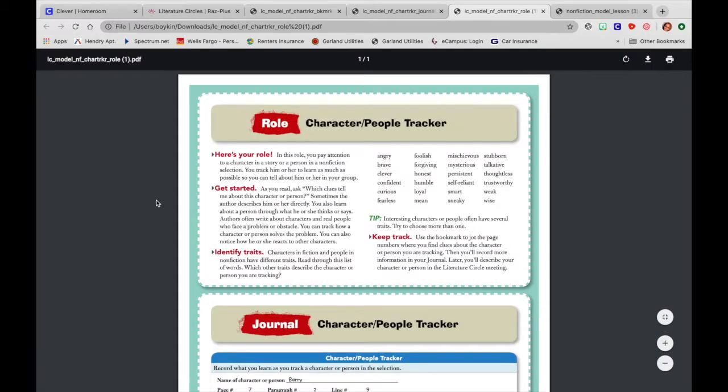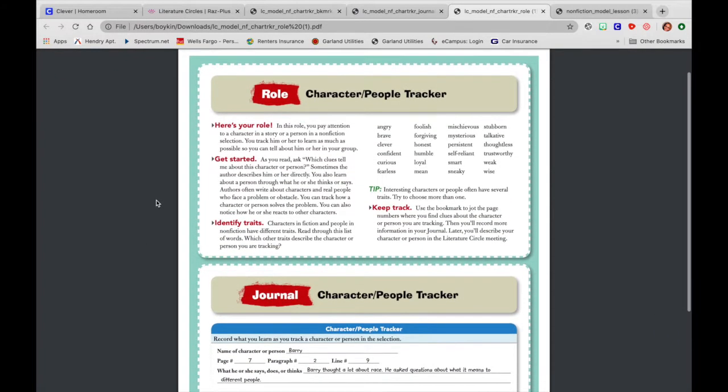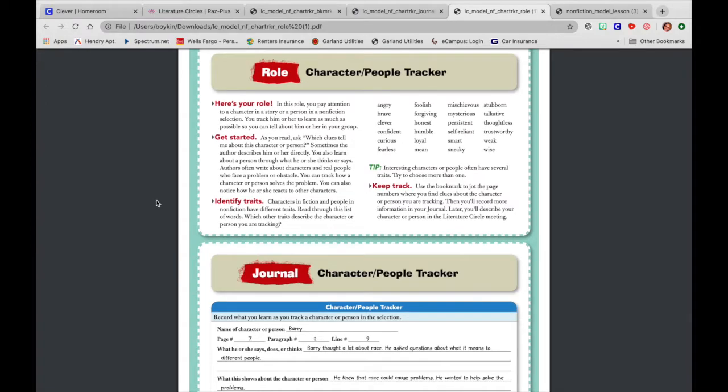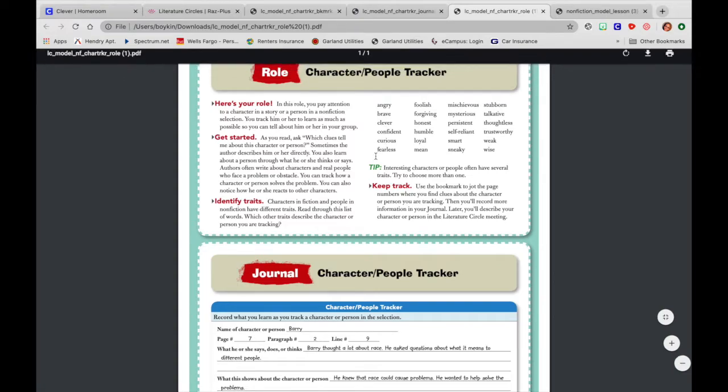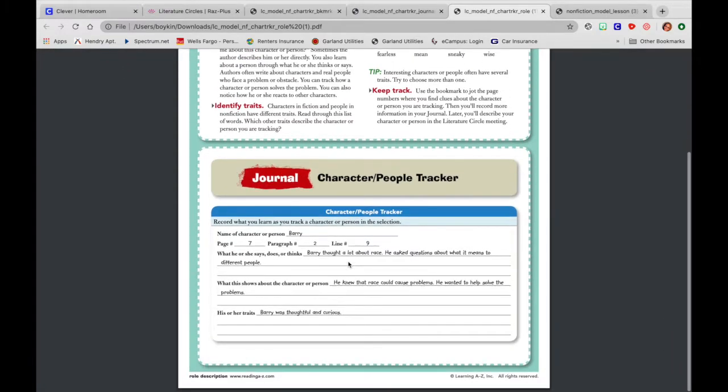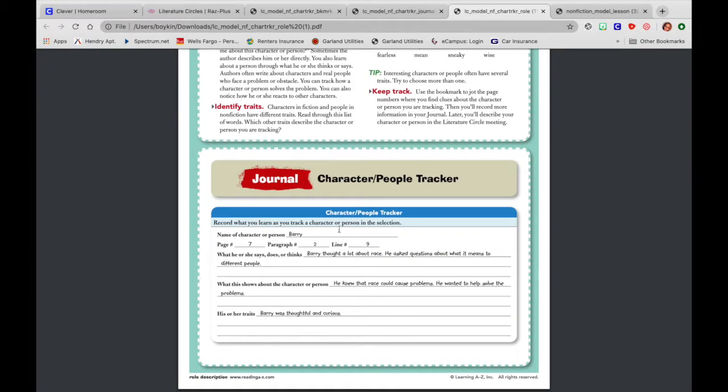And then this is your role and your description and what that actually means. And for this one, they're looking at character and people and they're tracking them. They're looking at their traits. So it even gives them some traits right here that they can look at when they're trying to figure out how can I describe this person. And it gives them a nice example of what that would look like as they're going through.